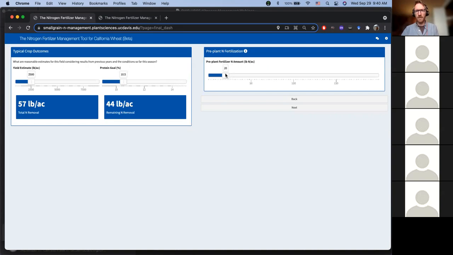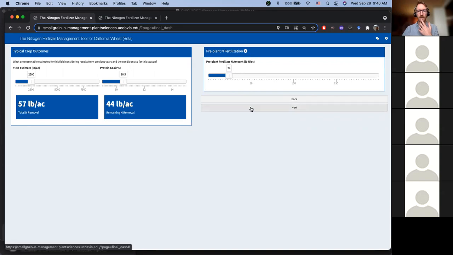So pre-plant fertilizer was 24. We could also count some of that poultry manure, but we don't know how much of that is mineralized. But let's not get into the weeds. This is not that important of a number, but just put down what you put down pre-plant. Just put that number in. It changes the error bars a little bit, but not hugely.